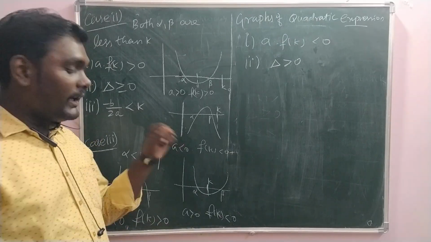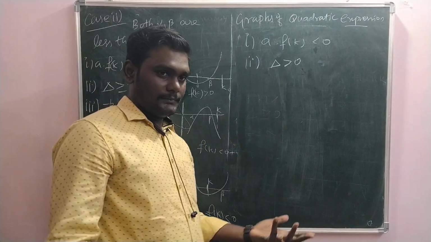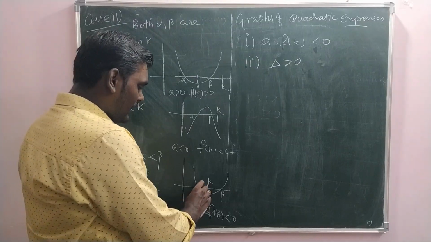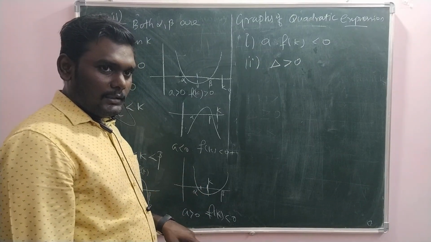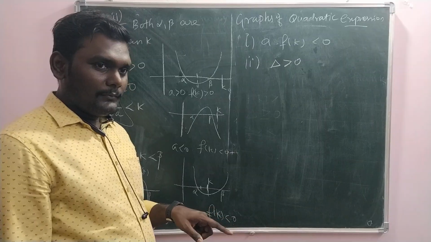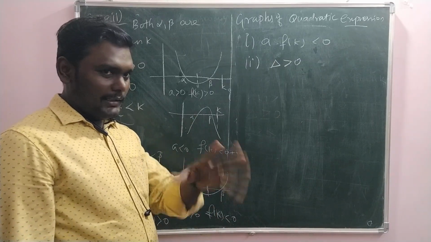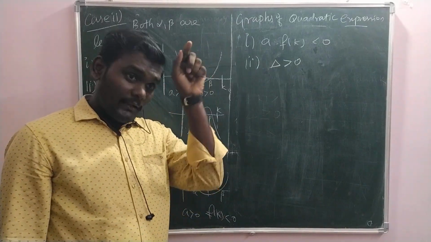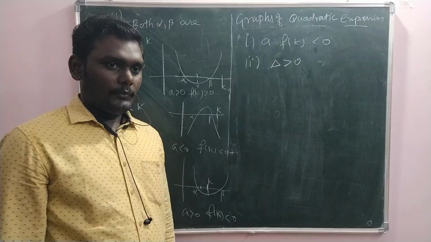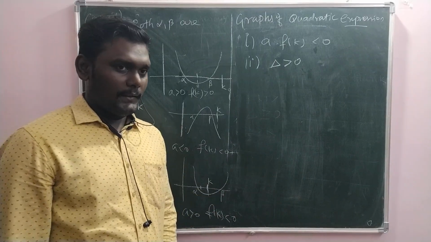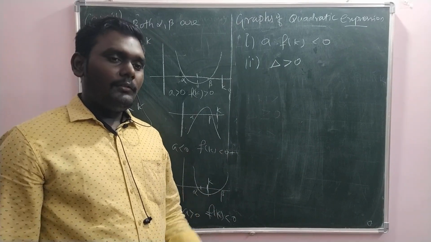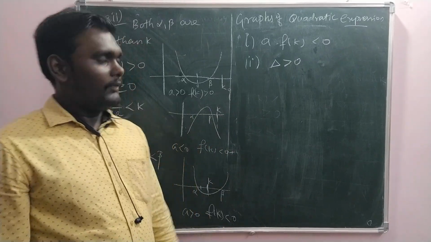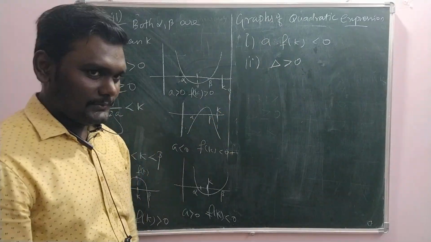And about minus b by 2a, we can't comment on it, because k may be here, k may be here also. Minus b by 2a is the exact middle, but k may be anywhere. So it may be equal to, but not surely equal to. We cannot say less than, and we cannot say greater than. We can't comment about it. Only two conditions.